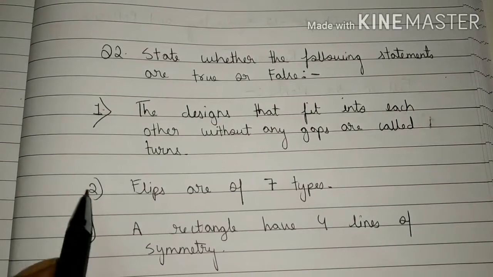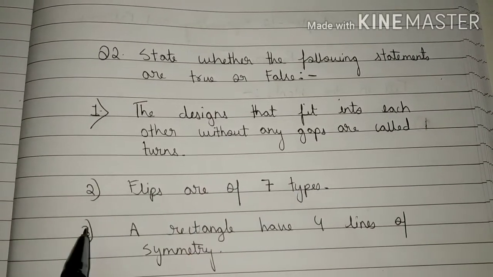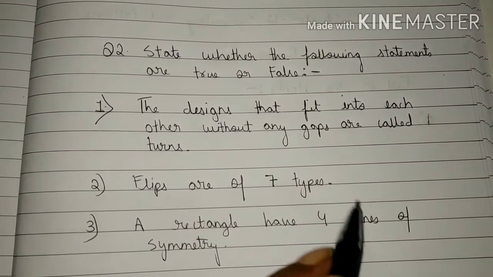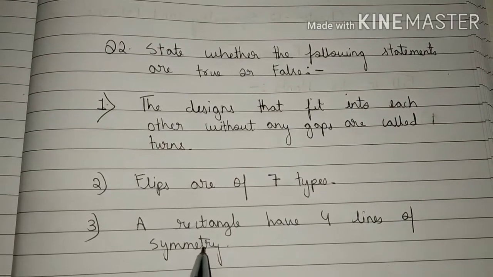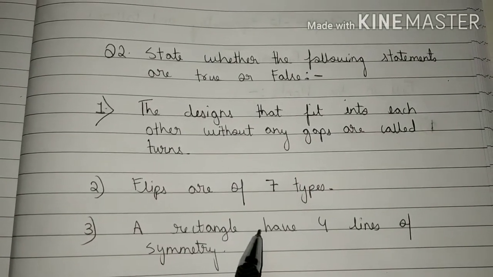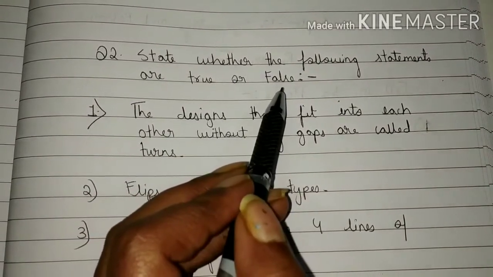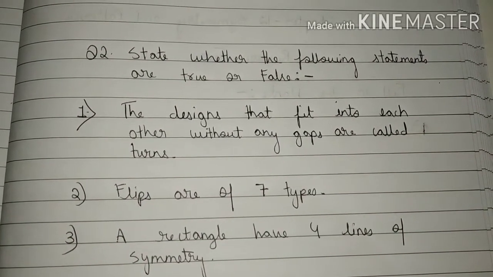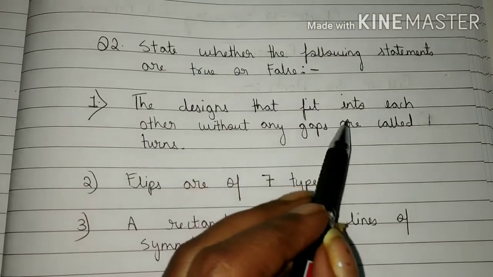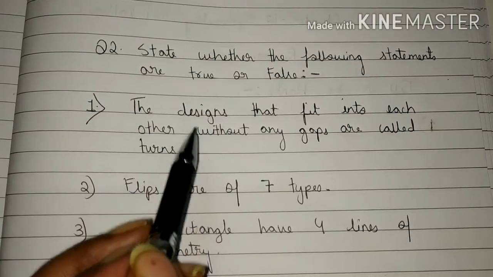Students, now come to the second. Flips are of 7 types. Now come to the third. A rectangle has 4 lines of symmetry. So students, in this question, some statements are given to you and you have to tell whether these statements are true or false. Students, in this question, you don't have to copy down the whole statements. You only have to write the answers of these statements.